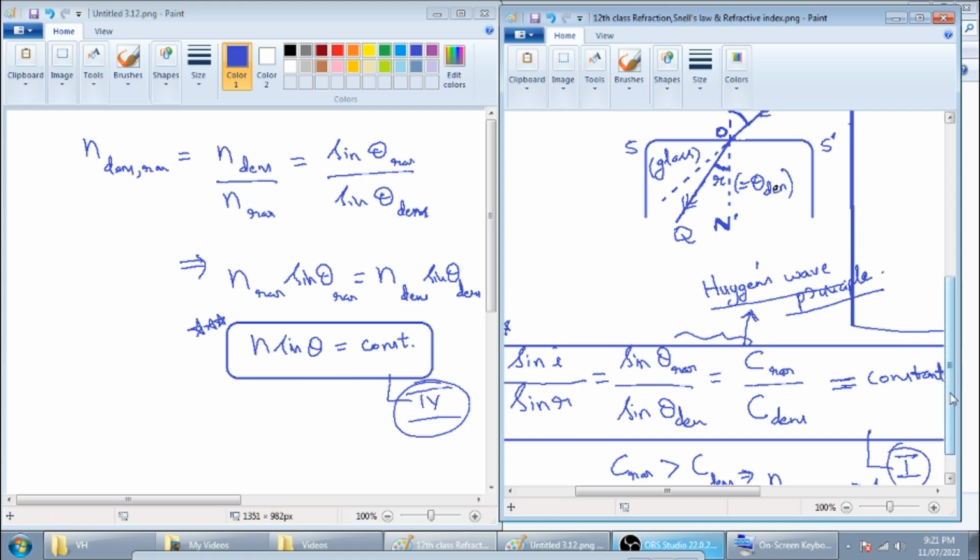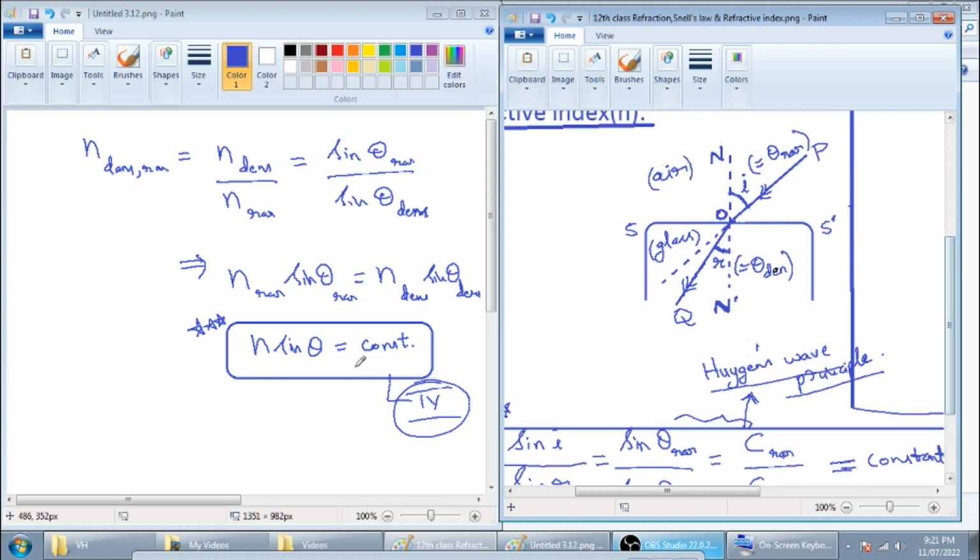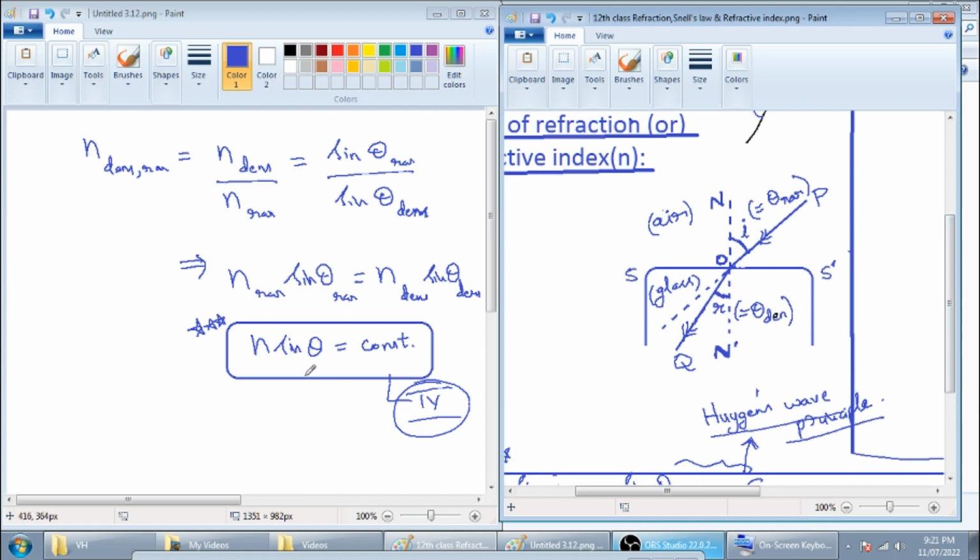Now just consider a very simple application of this. This particular equation gives rise to an extremely powerful principle in light. What is that extremely powerful principle? Just observe here. Whenever light is passing between two media, n sin theta, the product of the refractive index and the sine of the angle in that medium, will remain constant even when the light ray goes to the other medium. This product n sin theta will remain constant.